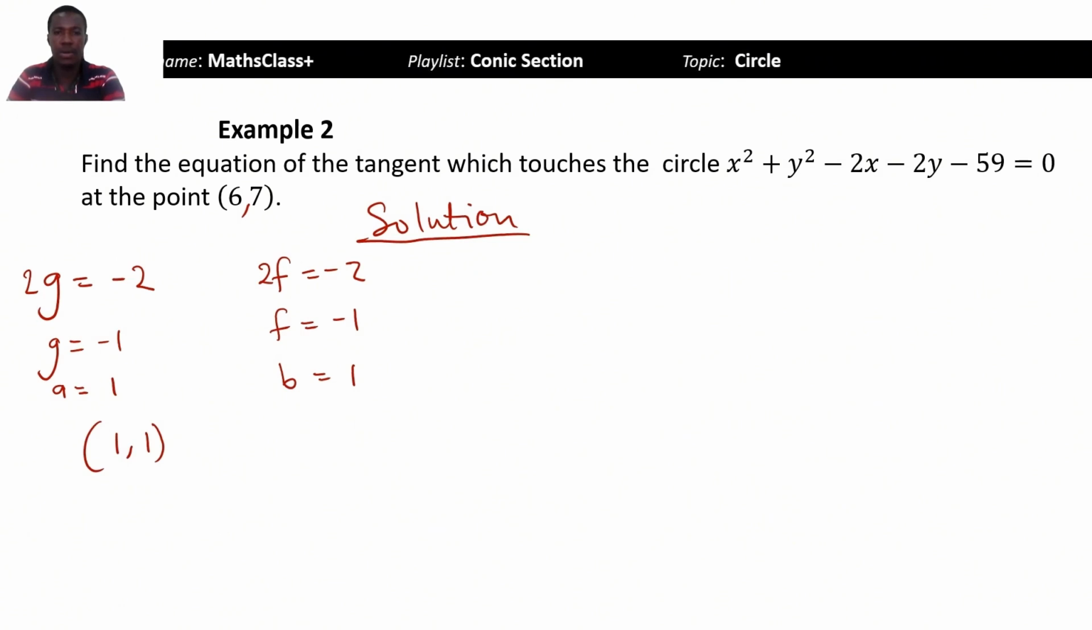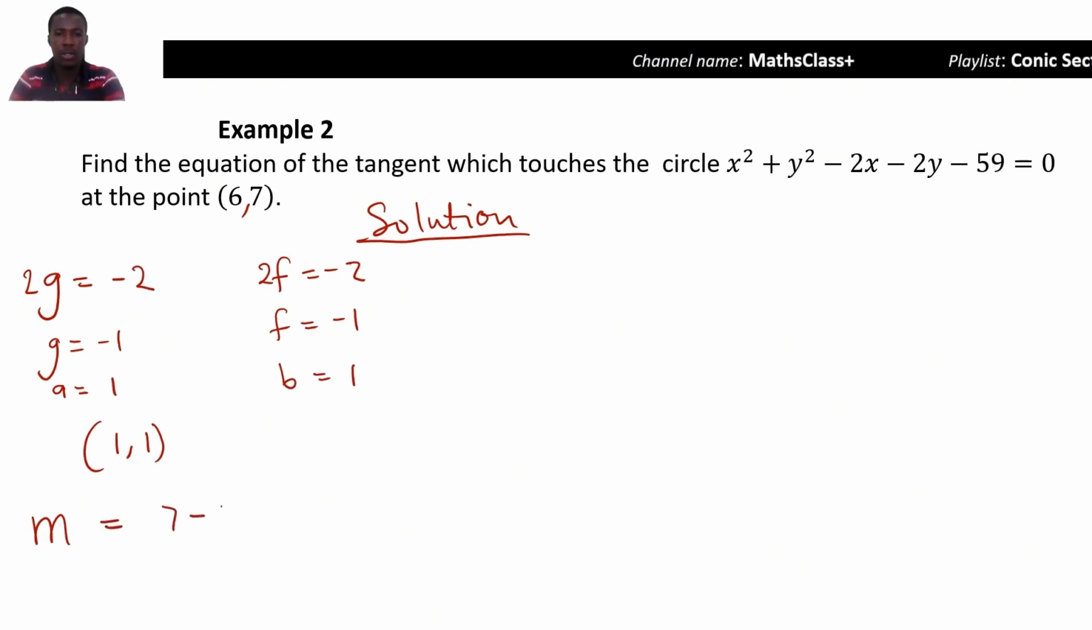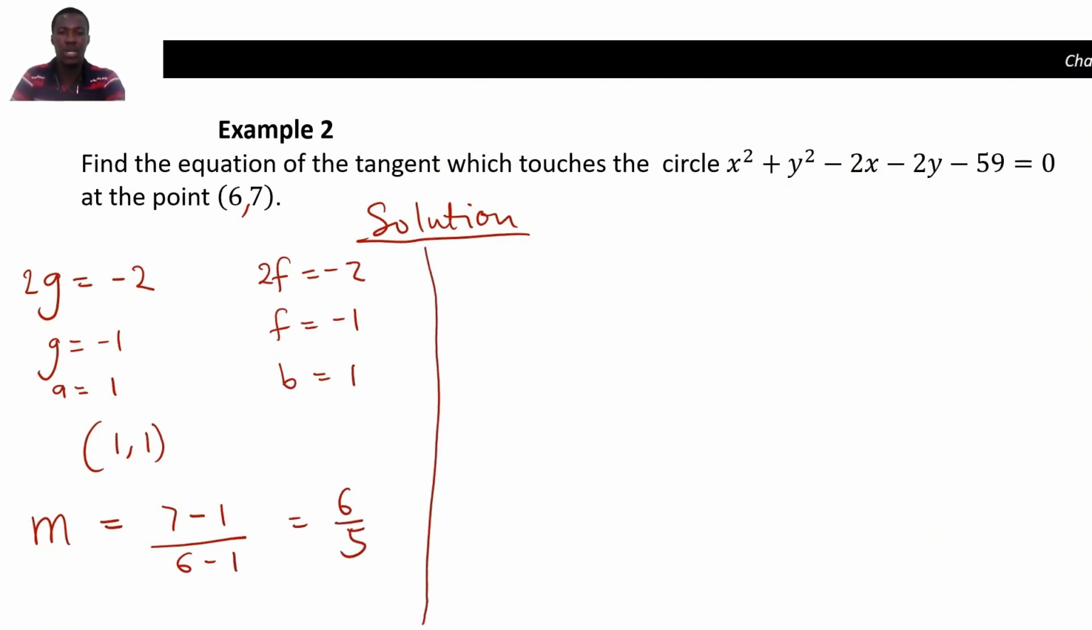Now we can find the gradient of the radius which touches the point of contact. The gradient m here will be 7 minus 1 divided by 6 minus 1, which will be 6 over 5. Now, a line perpendicular to this radius will have a gradient of minus 5 over 6. That is the negative reciprocal of the gradient of the line which is perpendicular to it.